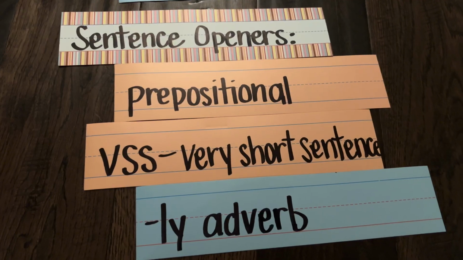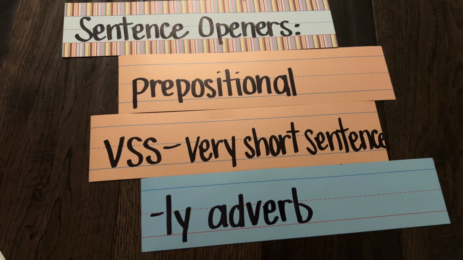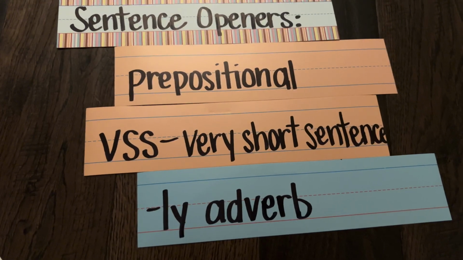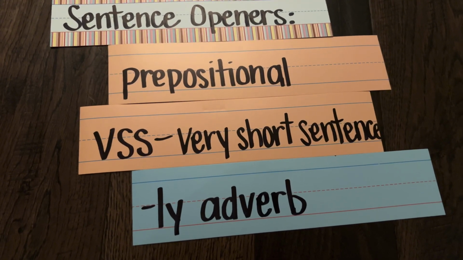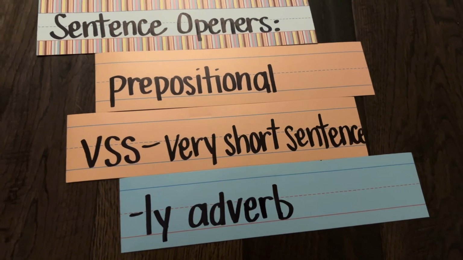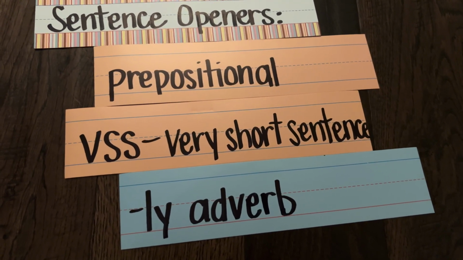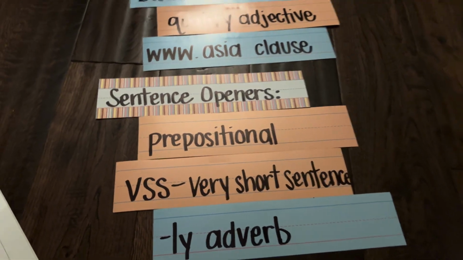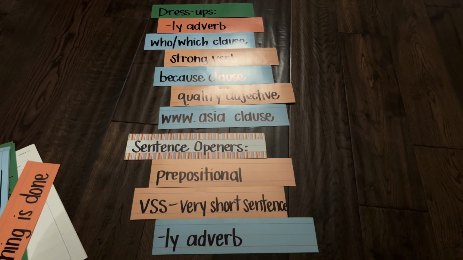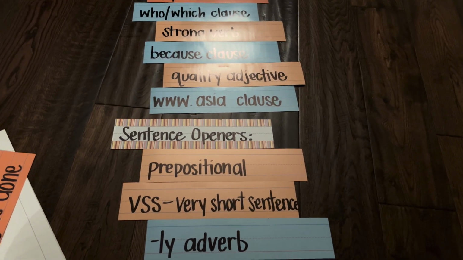And then the last sentence opener is an ly adverb, which should be pretty easy because this week we are learning that ly adverbs answer how and when something is done. And an example of an ly adverb as an opener would be currently I am making sandwiches for the week. And that one would be currently is our ly adverb. So these are just some of the dress ups that we are going to be including, some of the changes that are going to be happening in your students' paper from now until the end of the year.